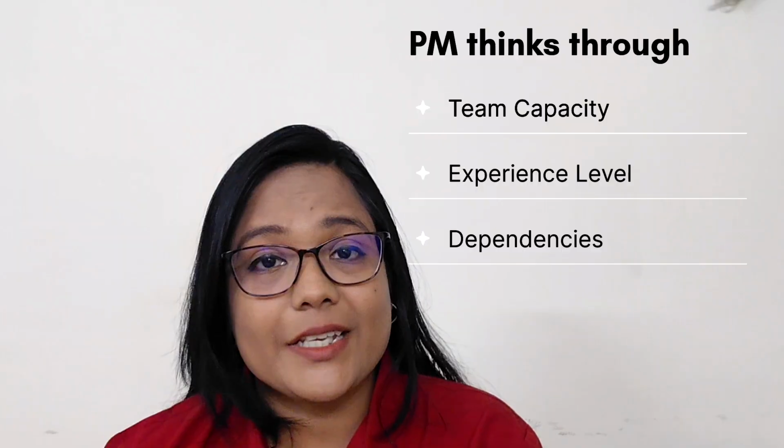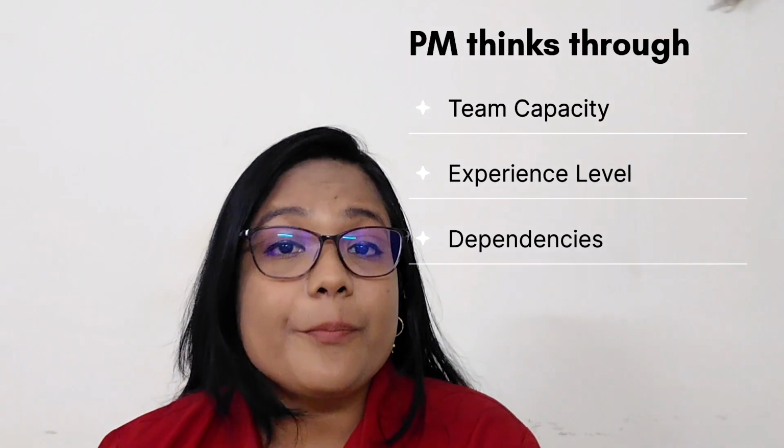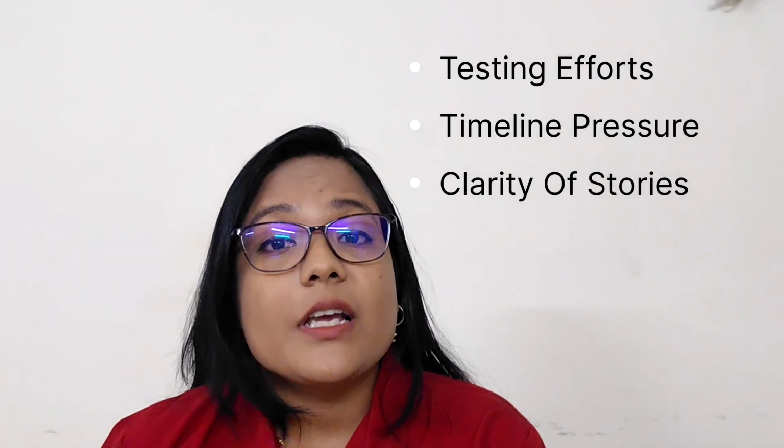One mistake many teams make is treating sprint planning like a discussion-only meeting. But good sprint planning actually starts before the meeting. And as a PM, there are a few things we should already think through. That is the team size, experience level, dependencies, testing efforts, timeline pressure, story clarity, and team capacity. Because if these are unclear, the sprint becomes unstable from day one.